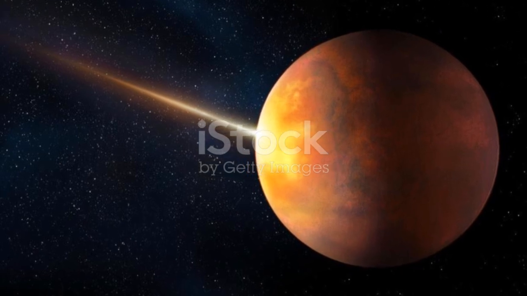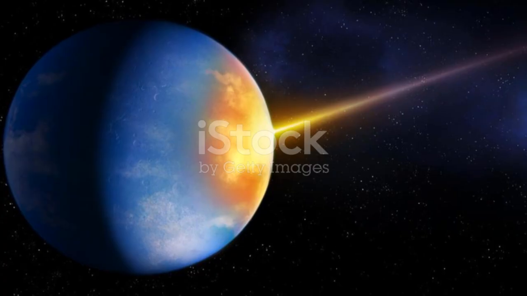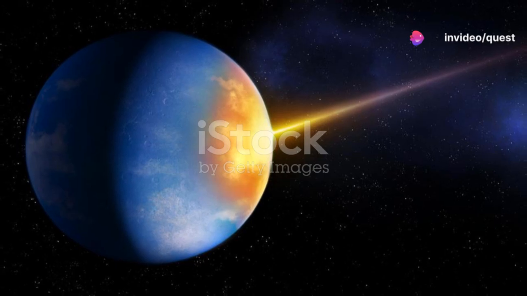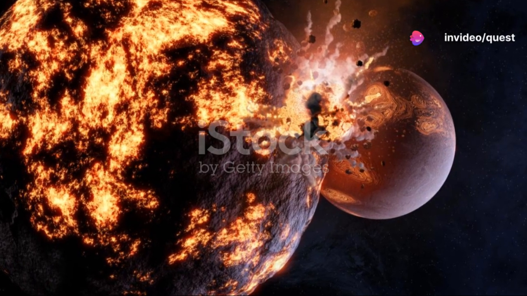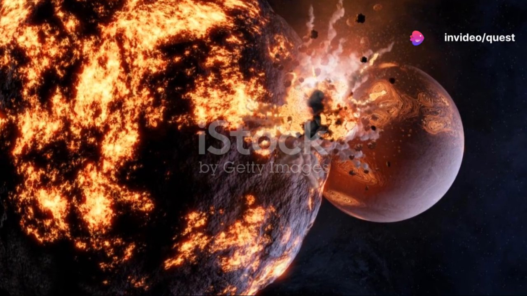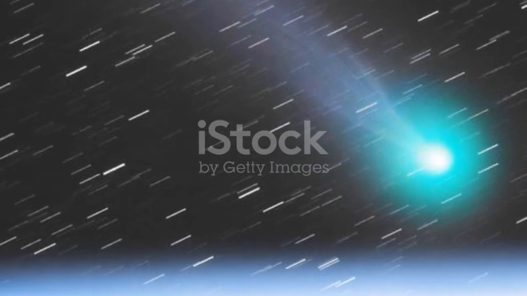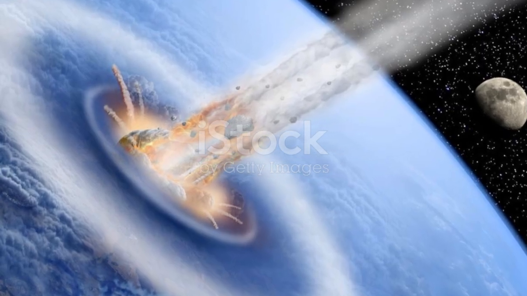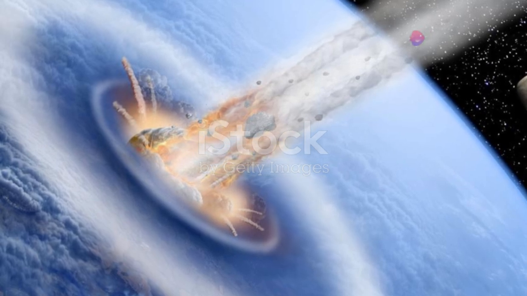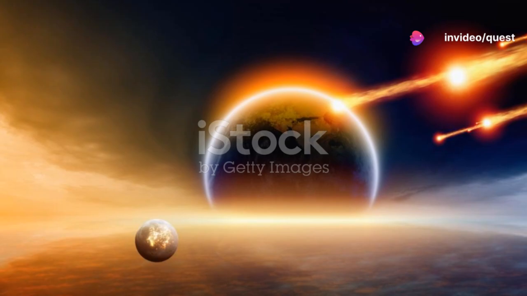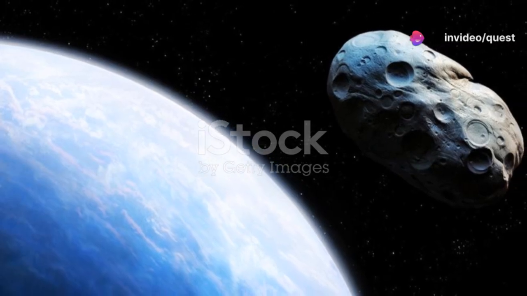The scene transitions to a dramatic animation depicting a series of significant impacts. Each collision contributes more material and energy, compacting the planetesimal further. Over millions of years, these growing bodies undergo differentiation, a process where their internal structures begin to organize. Heavier materials sink towards the center, forming a metallic core, while lighter materials form the mantle and crust.